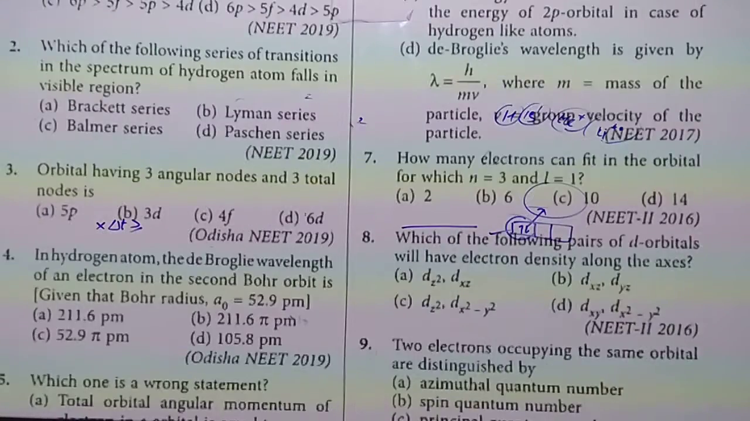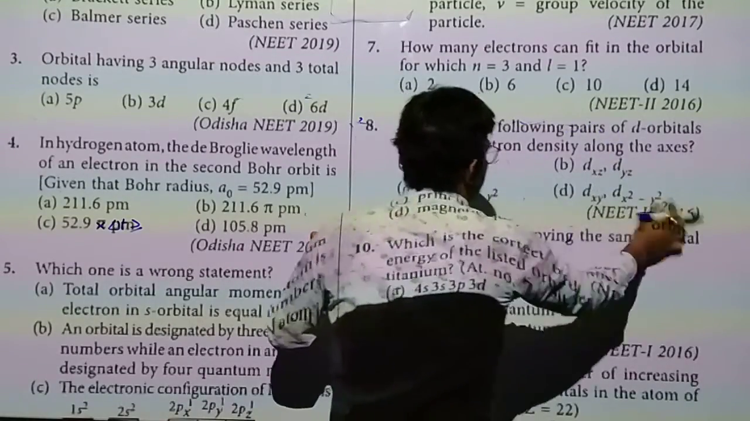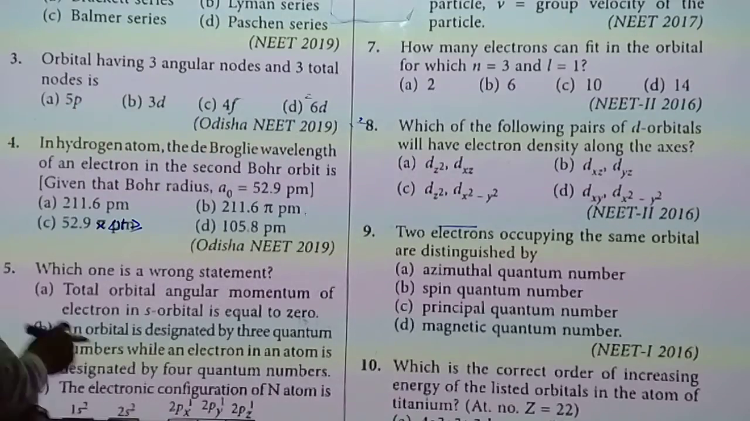Next question. Which of the following pairs of the d orbitals have electron density along the axis?